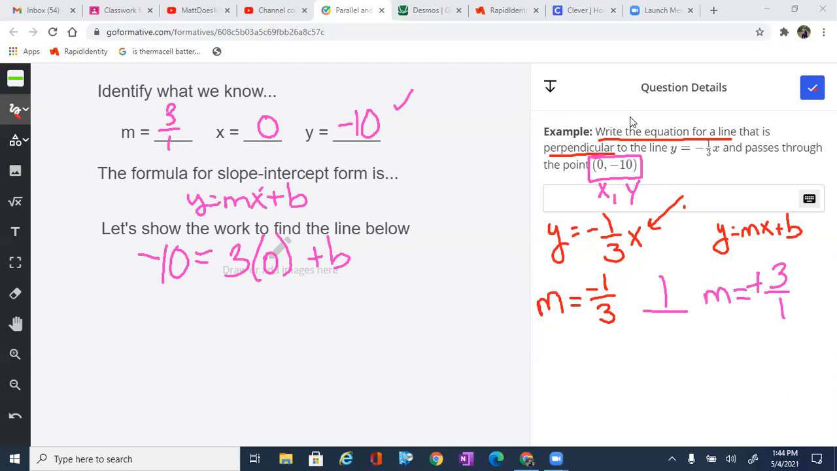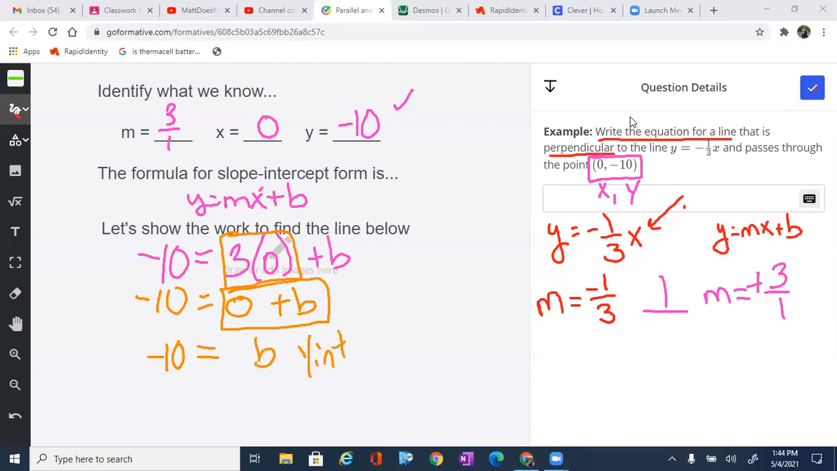Now from here, we are just going to simplify. So we get negative 10 equals 3 times 0, which is 0, plus b. Then 0 plus b is b, so b is negative 10.